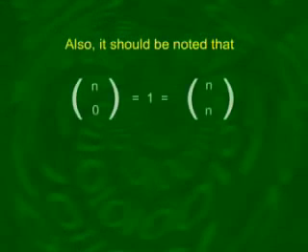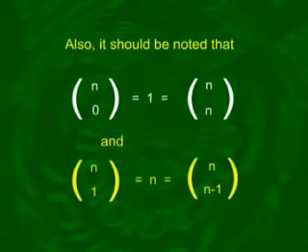Also, there are some other very useful formulas. It is to be noted that nC0 is equal to 1 and so is nCn. Also, nC1 is equal to n and nC(n−1) is also equal to n. Let me illustrate the concept of combinations with the help of another example.